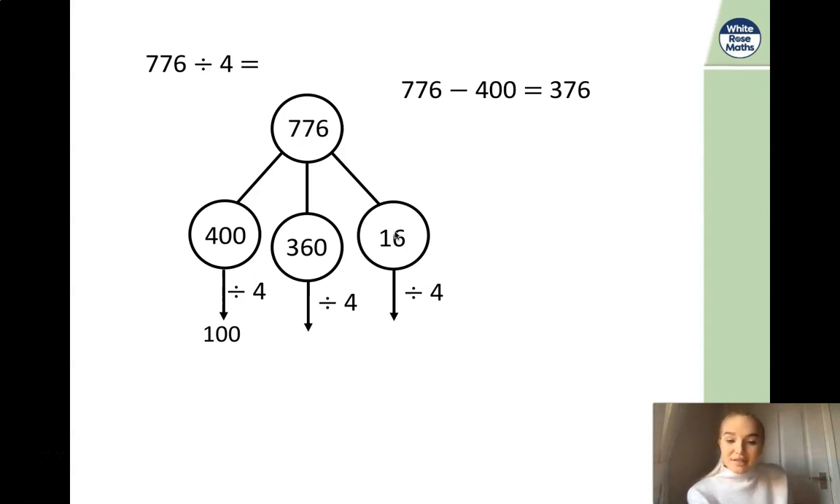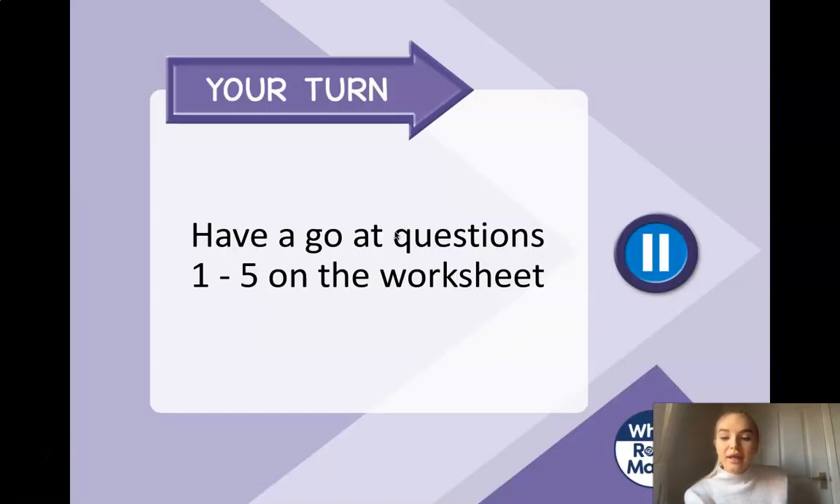We know that 36 divided by 4 is 9. And then we can add the 0, giving us 90. And then we know we have 16 left over, and 16 divided by 4 is 4. We have then worked out that 776 divided by 4 is 194.